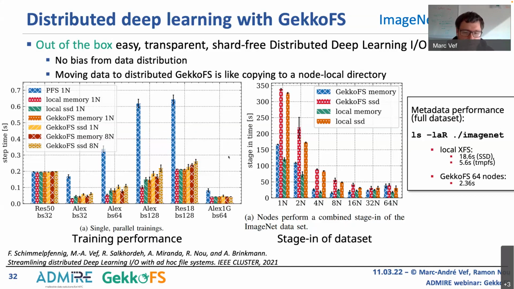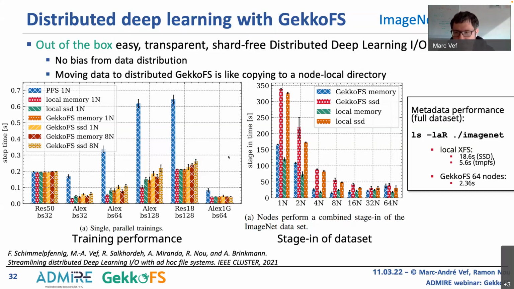So this is specifically relevant if you have a working set which is much bigger than what you can place on a node. What you would usually do in a deep learning application is create so-called shards, which are basically smaller subsets of the working set, but you have to be careful when you use them because you don't want to introduce any biases, right? For GekkoFS, this is not an issue. You just have this big shared namespace and you can just move in the whole data set and every node has it available. So you don't actually need shards anymore if you use this.